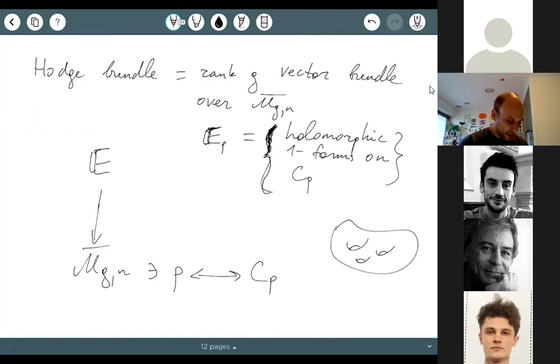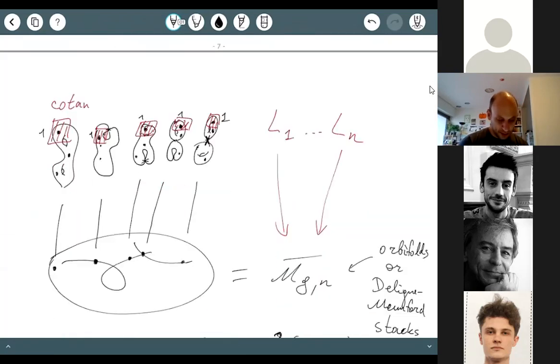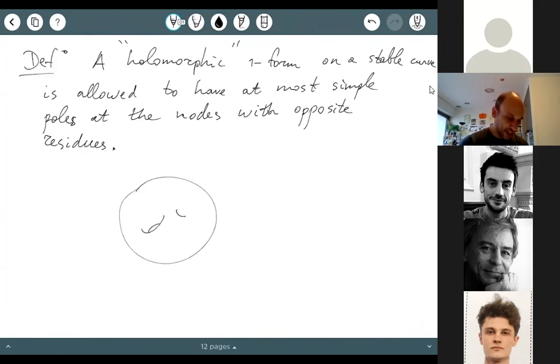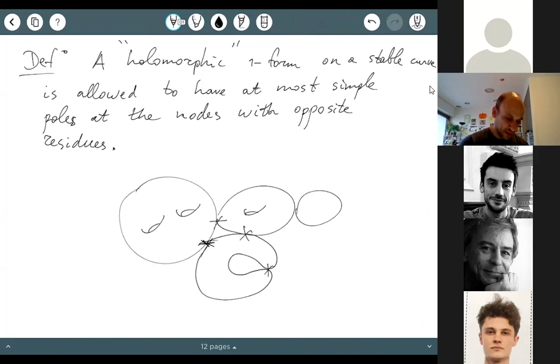So I think I have to draw this picture again because I spoiled it by smoothing out the curve. So if I take a picture like that, so this is my stable curve. Right. So a holomorphic one form would be a one form on each irreducible component: alpha one, alpha two, alpha three, alpha four. So there are four different one forms. And these forms do not have to be holomorphic. They're allowed to have simple poles at the nodes. And the only condition is that the residue of the pole of alpha one on this side of the node should be the opposite to the residue of the pole of alpha two at this side of the node.